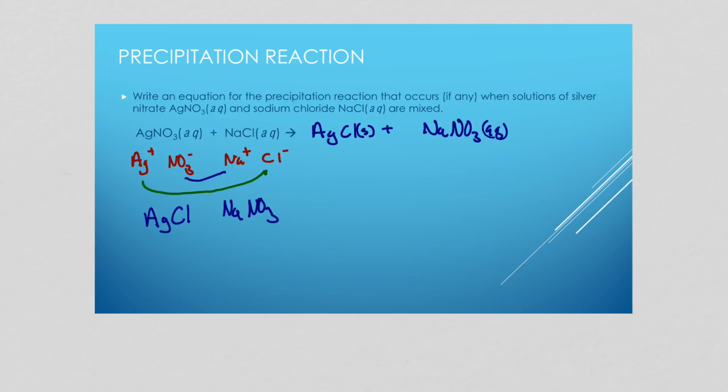Last thing is to check to see if it's balanced, and so we have silver, 1 on each side. We have nitrate, 1 on each side. Sodium, 1 on each side. Chlorine, 1 on each side. So everything's balanced with a coefficient of 1. So this would be our final balanced chemical equation.